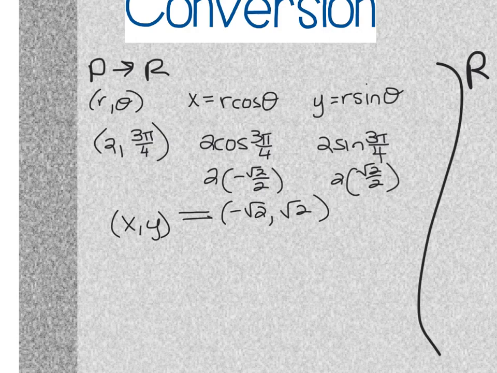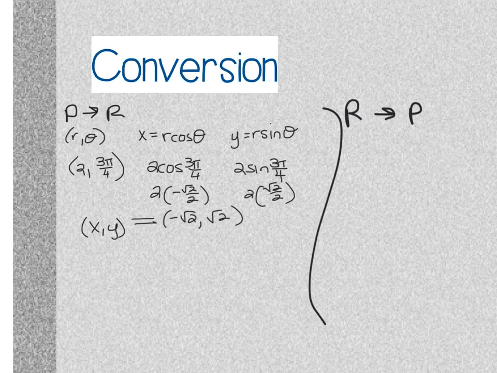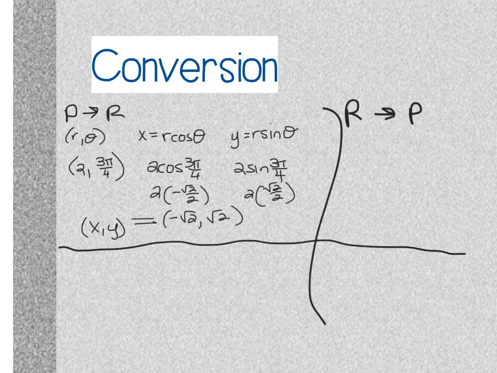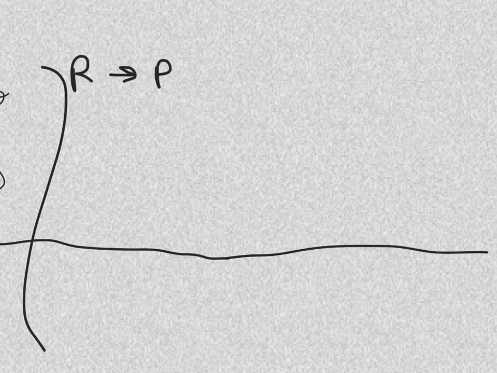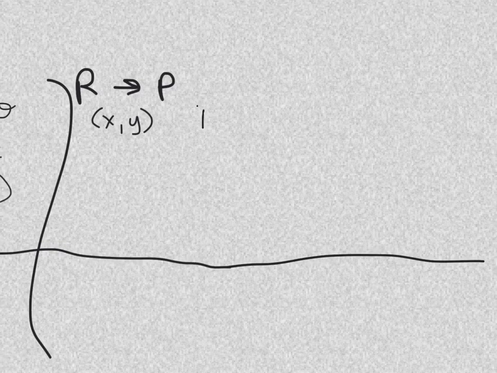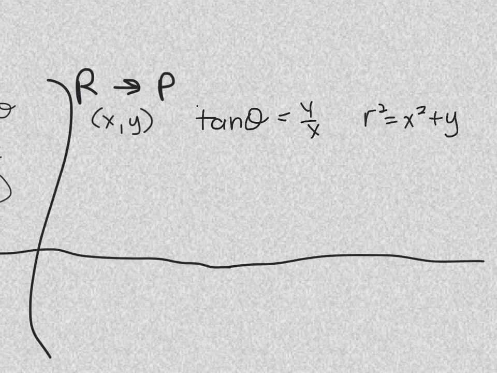Questions so far? All right, I'm going to come back to show you how to use the calculator for both of them. But that's the first one. That's if it's not calculator based. And then we did rectangular to polar. So for these, you start out with x, y. And the first thing you're going to find is theta: the tangent of theta equals y over x. And r squared equals x squared plus y squared.